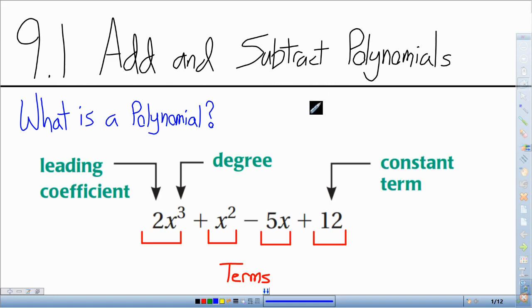So go ahead and get this title, a polynomial and all of its different parts here, and then I'll explain what's going on.